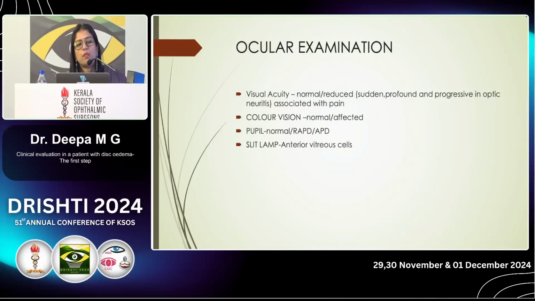Coming to the examination part, visual acuity can be normal or reduced. Sometimes it can be a sudden, profound visual loss which is progressing, associated with pain. The color vision may be normal or affected depending upon the cause for disc edema. The pupil can be normal. There can be a relative afferent pupillary defect or even an APD itself if it is a long-standing case. And on slit lamp examination, what we have to pointedly look for is whether there are any anterior vitreous cells.